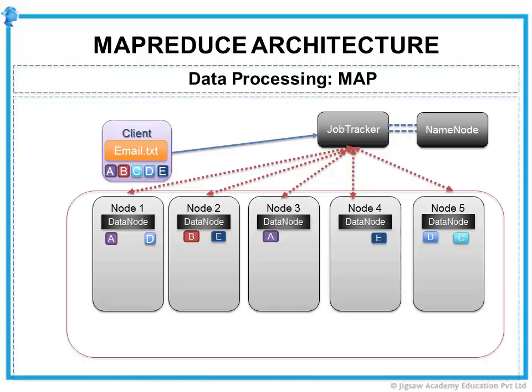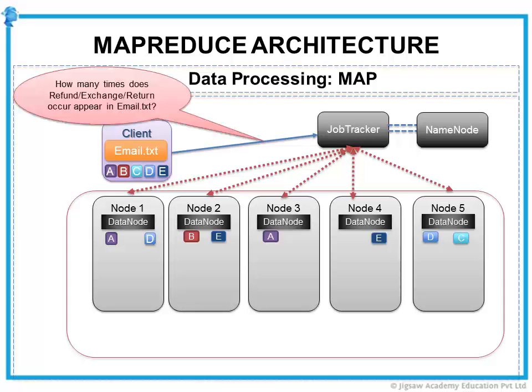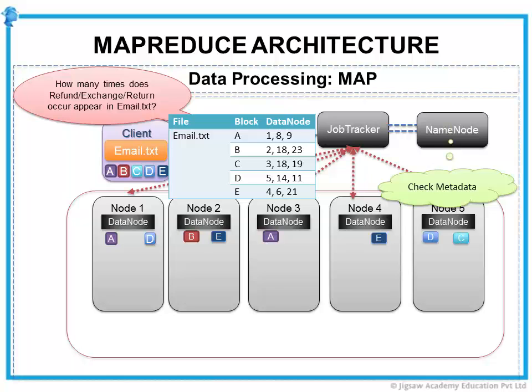In our case, when the client submits the MapReduce job, it is asking the job tracker, how many times do the words refund, return or exchange occur in emails.txt. Now the job tracker in turn consults the name node to learn which data nodes have blocks of the file emails.txt. As we have seen before, the name node in turn checks its metadata and then returns the lists of data nodes that have the blocks of the file emails.txt. The job tracker then chooses the node on which the processing needs to happen.